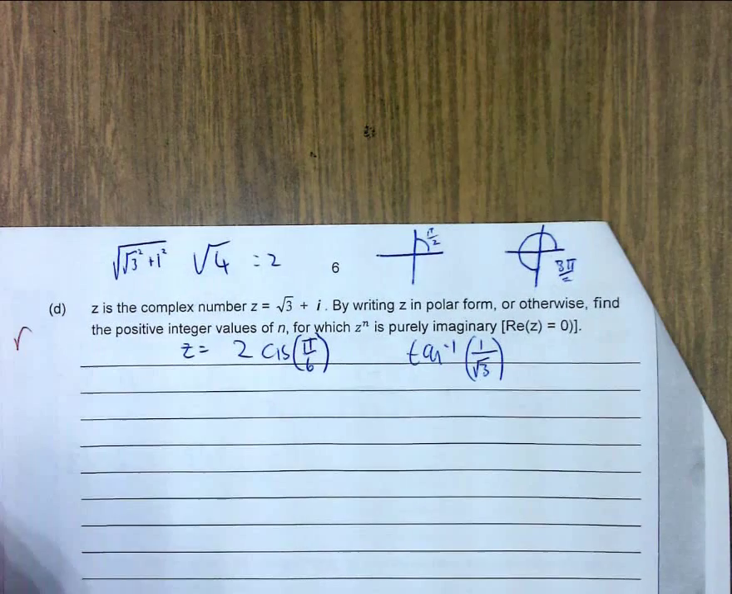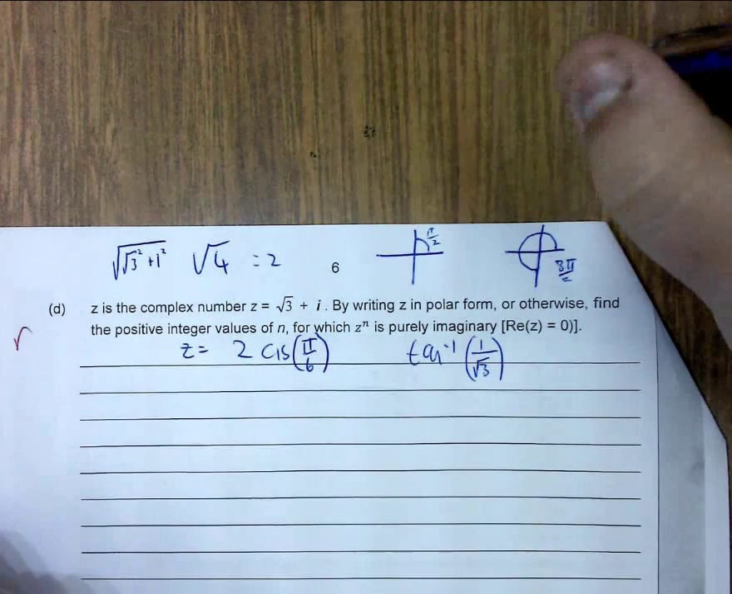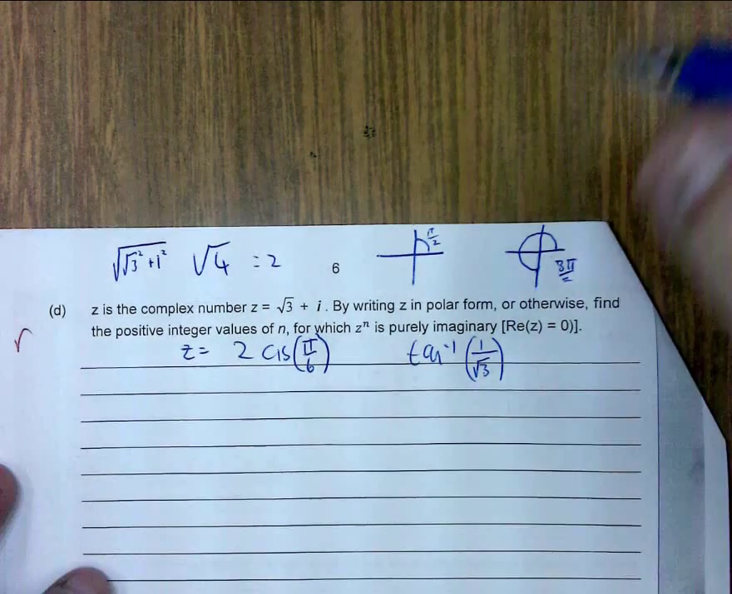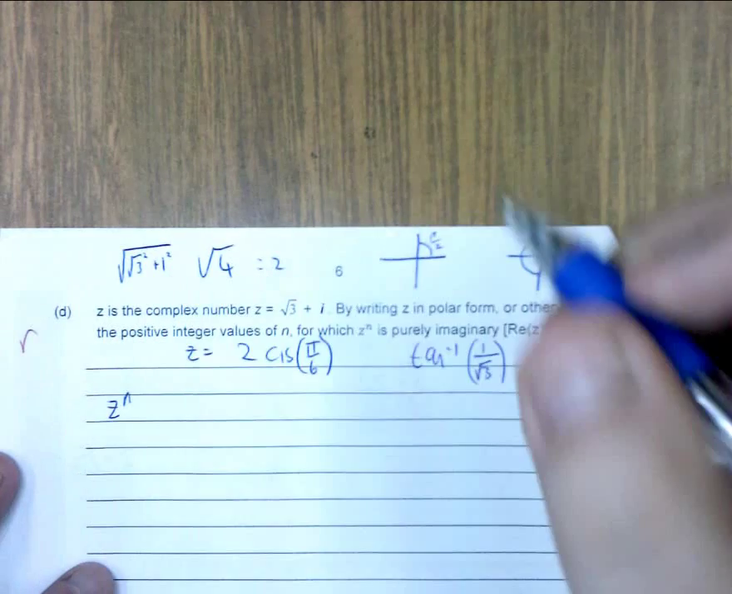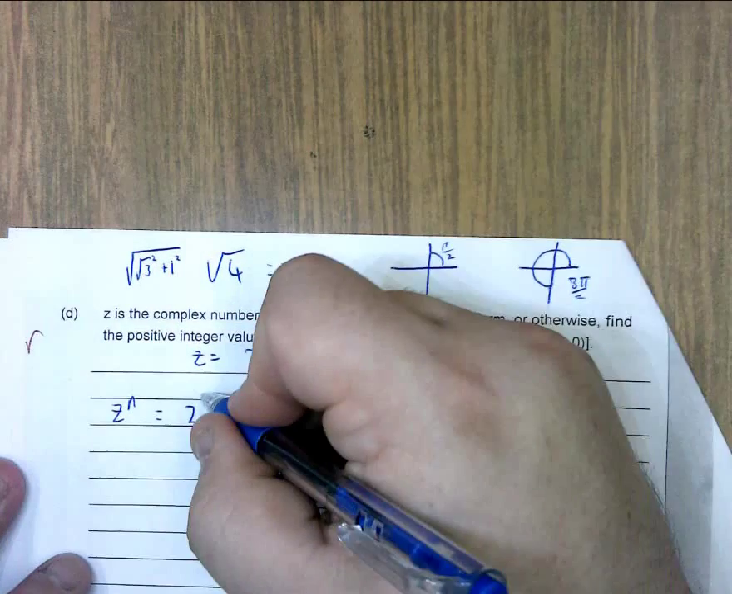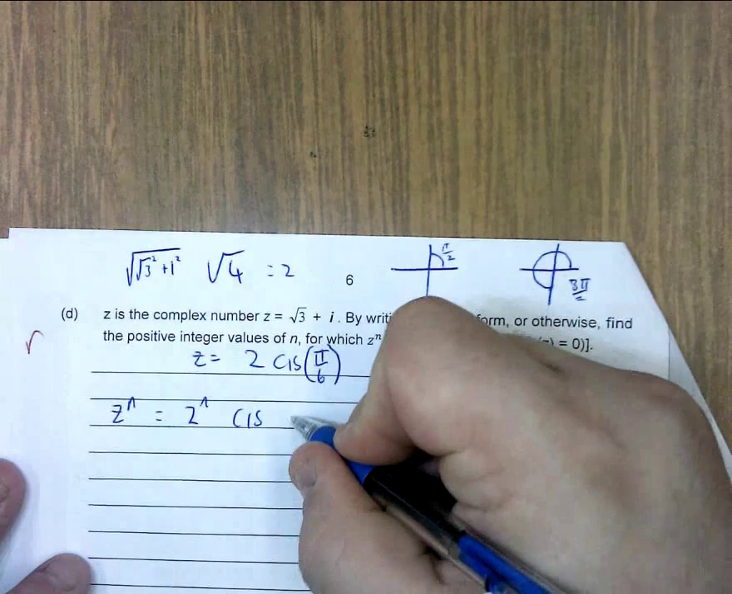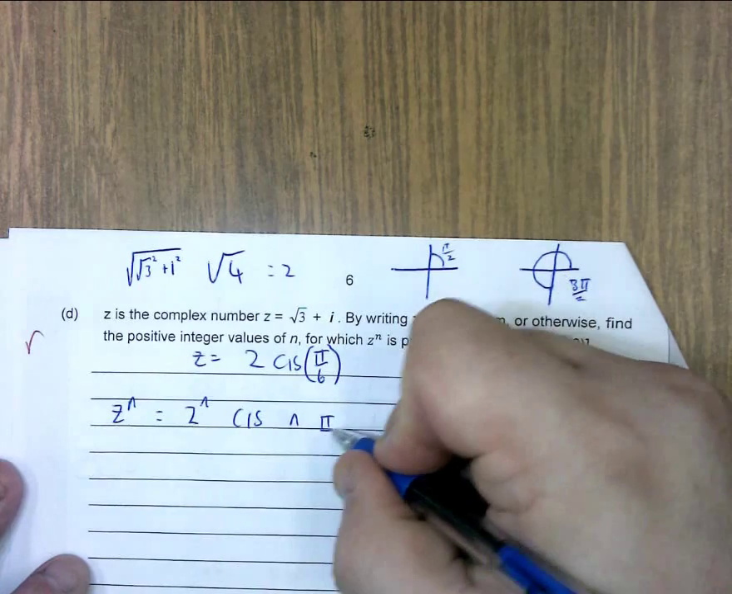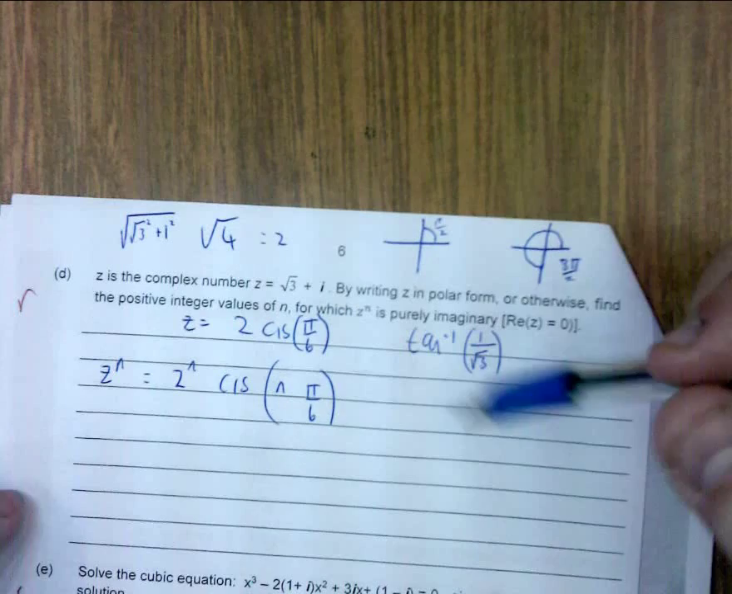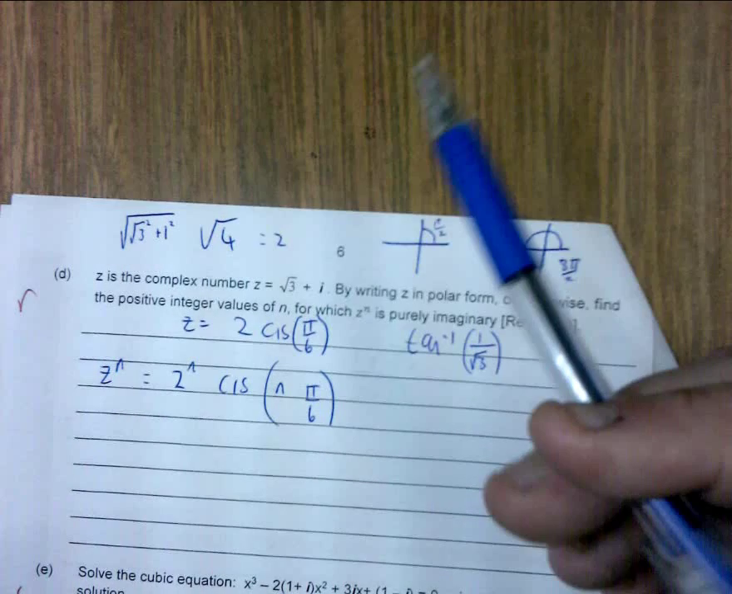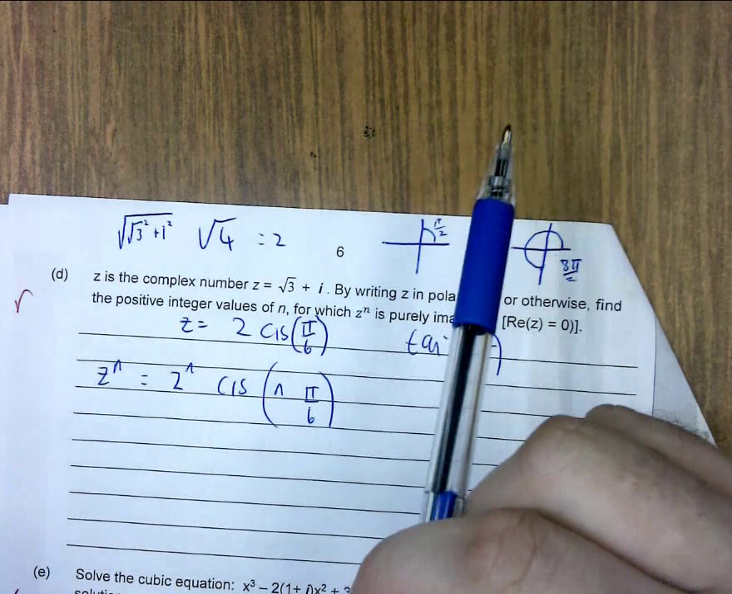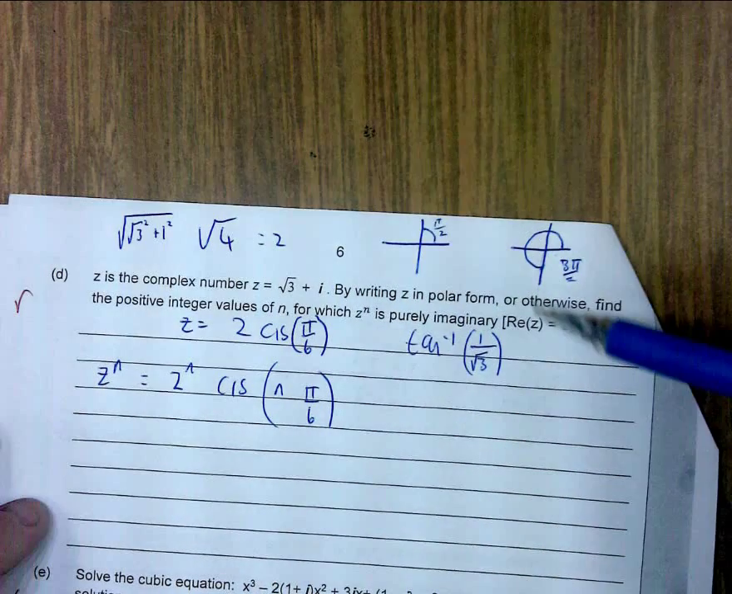So we're trying to find values of n such that z to the power of n equals 2 to the power of n cis n times pi over 6. Because remember, when you raise something to a power, all you have to do is multiply the angle by that power. Right. Now we want pi over 2. So what value of n do I need to make that pi over 2?